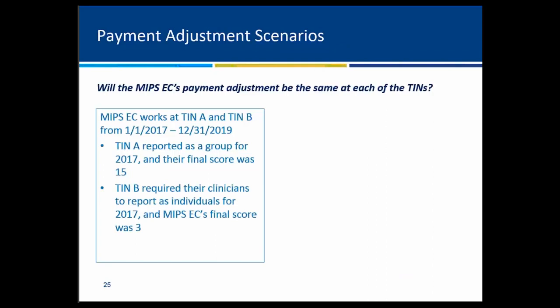The first scenario: the MIPS eligible clinician works at TIN A and TIN B from January 1st, 2017 to 12/31/2019. TIN A reported as a group for 2017, and their final score was 15 points. TIN B required their clinicians to report as individuals for 2017, and the MIPS EC's final score was 3. So will the MIPS EC's payment adjustment be the same at each of the TINs? We'll give you a minute here to think about that.